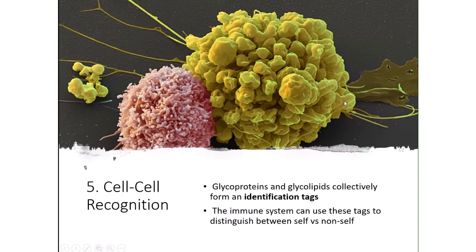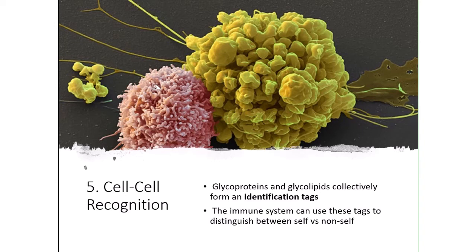Another function for membrane proteins is what's called cell-cell recognition. You have trillions of cells in the body, so how does your immune system know what belongs to the body and what does not? Well, earlier we talked about the presence of glycoproteins and glycolipids that are found on the surface of the cell. These glycoproteins are sugary proteins and sugary lipids that will serve as an identification tag for your immune system to use so that they can distinguish self versus non-self.